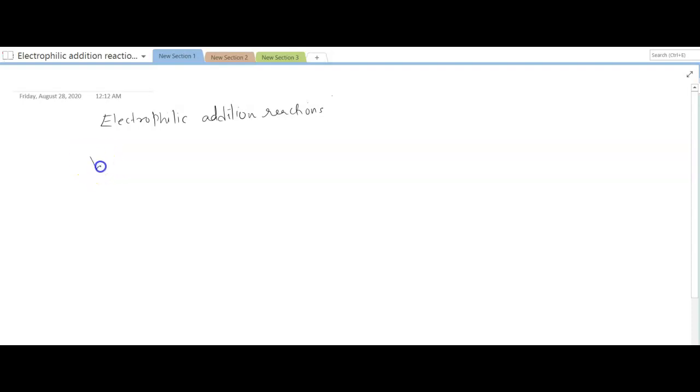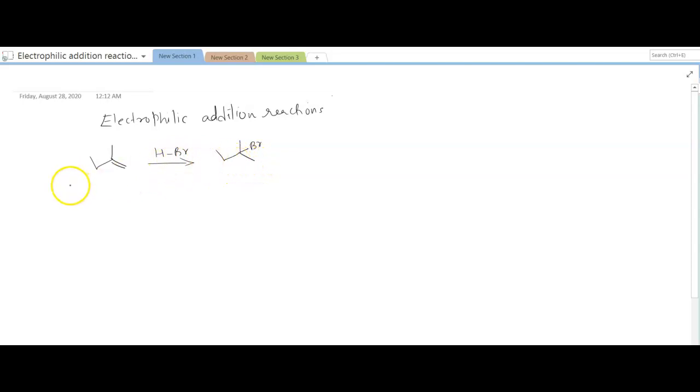Okay, so let me write down a reaction that shows that. For example, if you have an unsymmetrical alkene like this and you treat it with HBr, it follows the Markovnikov addition rule, where the bromine, or the Br, attaches to the more substituted carbon atom, and the hydrogen attaches to the less substituted carbon.